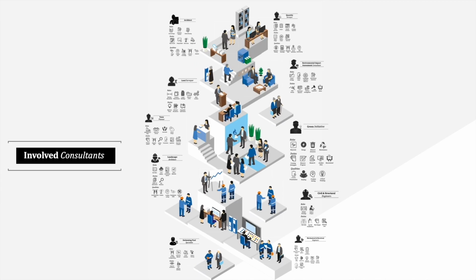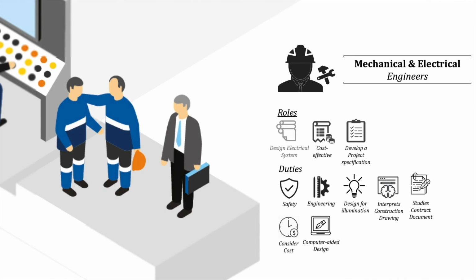The role of a mechanical and electrical engineer is to ensure all electrical and mechanical systems in the project comply to the building code and are properly tailored to the site of the project. These systems should also be cost-effective and implemented safely and reliably. The M&E will also need to develop accurate project specifications with his fellow consultants.